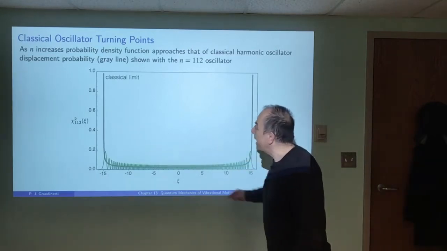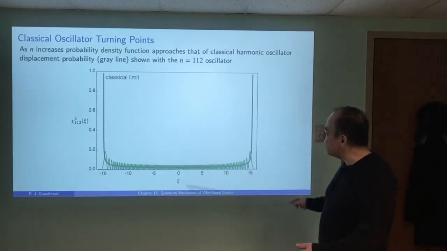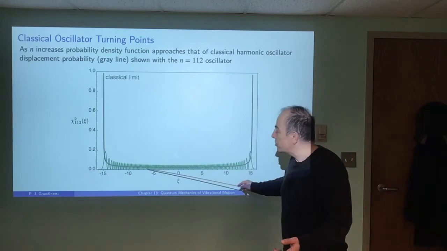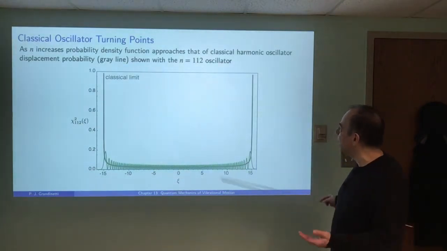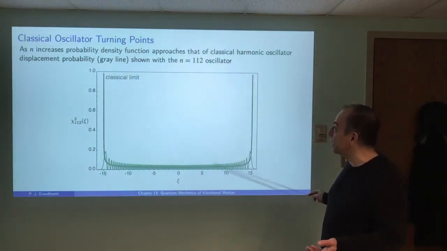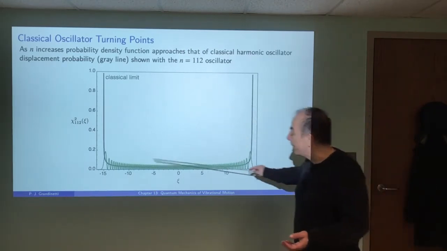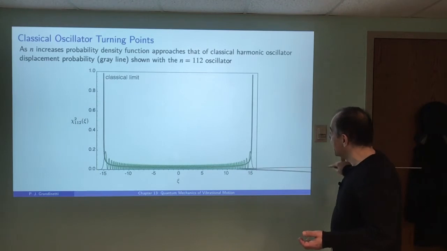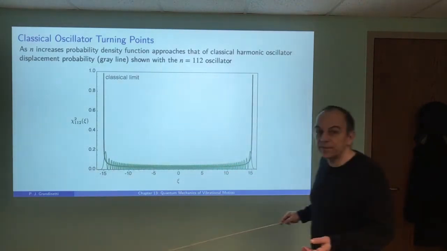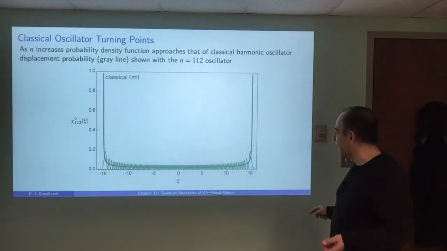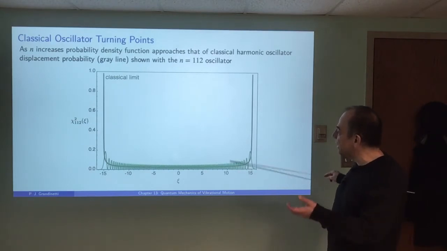Now, as we keep increasing n, eventually this probability distribution starts to come closer and closer to looking like what we see in the classical limit. So this is a case with n of 112, and you can see the probability distribution, and this gray line is the classical probability distribution that we calculated back in the earlier chapter.